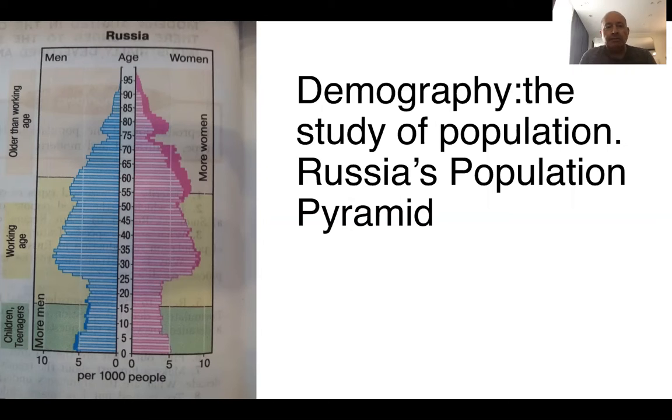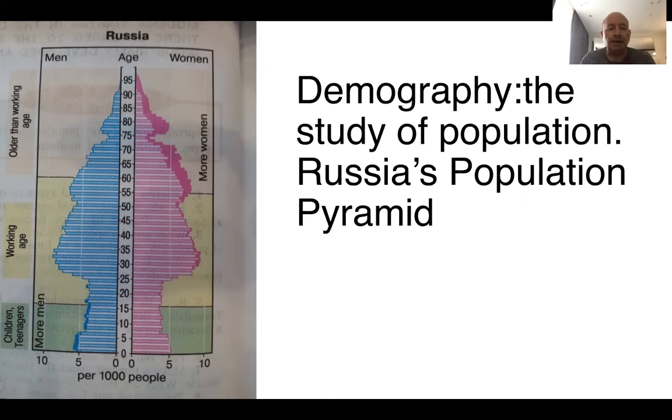Well, if you look at the diagram on the left-hand side of the screen, you'll see that it shows the age distribution of the population. So along the bottom, along the horizontal axis, it says per 1,000 people. In each band rising vertically, we see how many people are in each age band per 1,000 people. So for example, if we take people at the age of 5, there are roughly 5 people in that age group per 1,000 people in Russia.